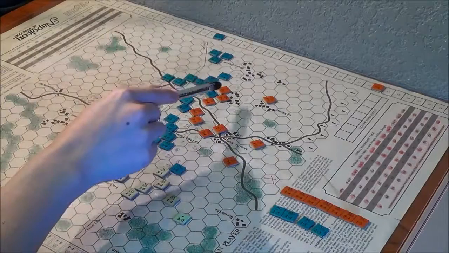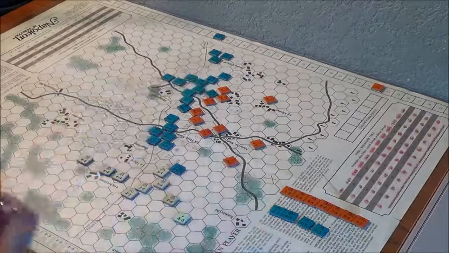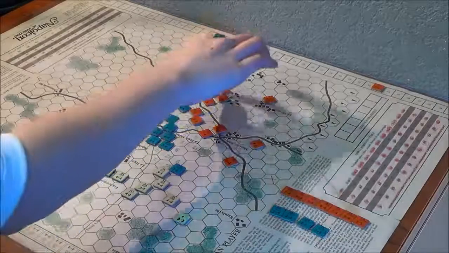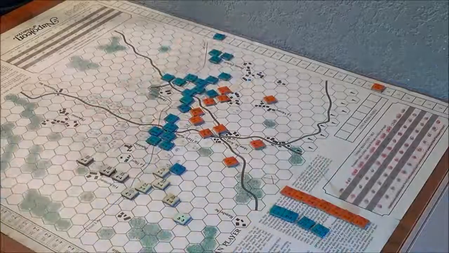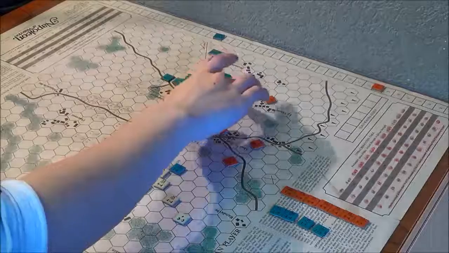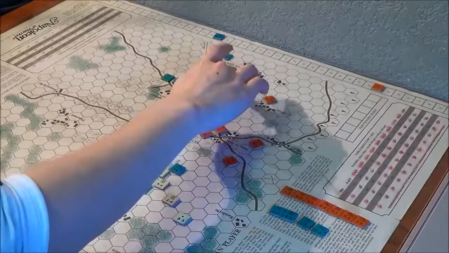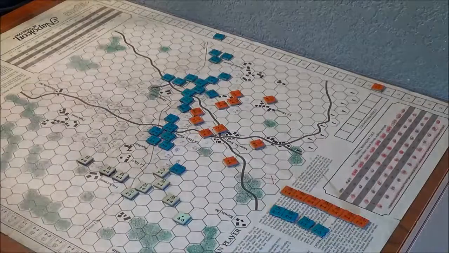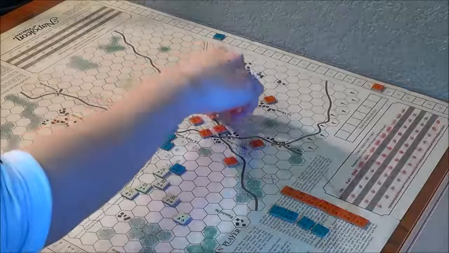Up here we are attacking with 11, they're defending with 7, 1 to 1. Roll a 5, attacker retreats. And another 1 to 1 over here as well. A 4, attacker retreats.